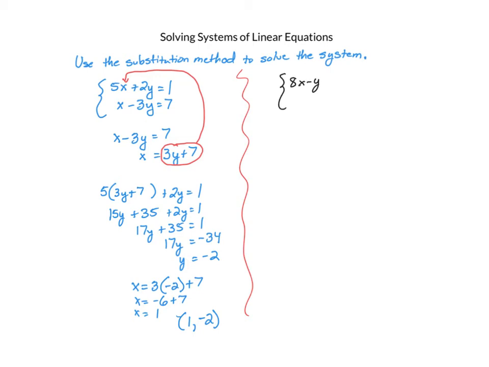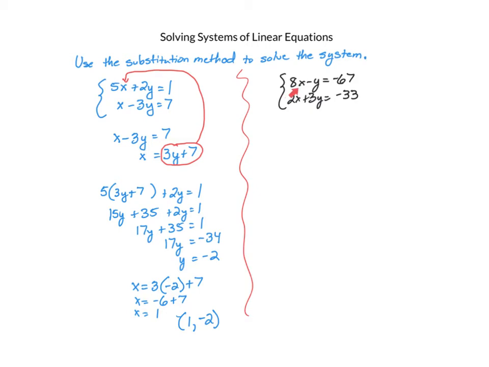8x minus y equals -67, and 2x plus 3y equals -33. So again, the directions are use substitution to solve the system. So I solve for whatever variable seems like it's easiest to isolate.